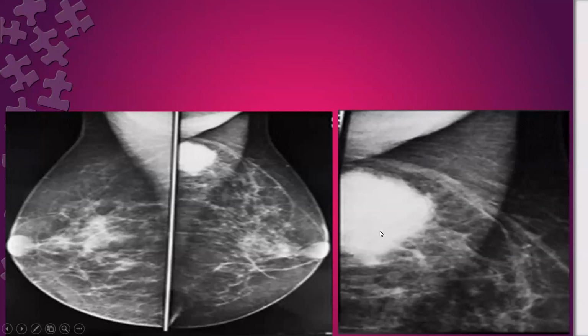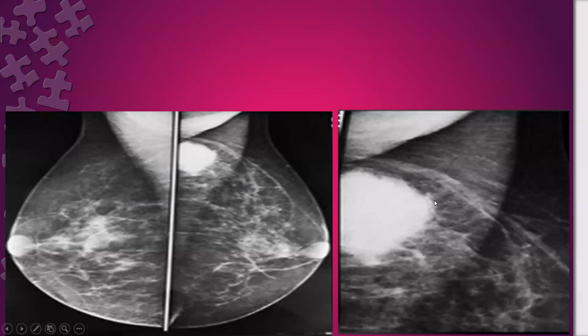Where is the primary, if this is metastatic? If it is metastasis, just the metastatic lymph node, it could be lymphoma. What else? Breast lymphoma, you mean? It could be part of lymphoma. So here, what is common? Start by the common ones.